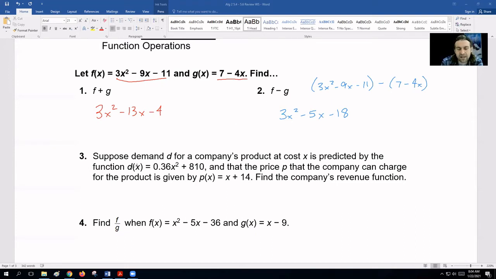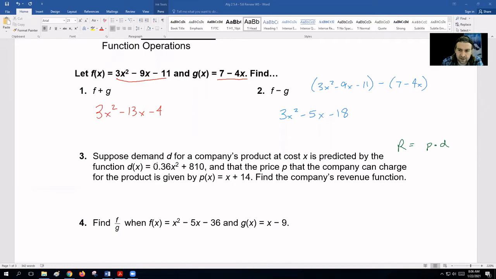Okay, next, suppose the demand, or D, for a company product at a cost x is predicted by the function D of x equals this, and the price that the company can charge for the product is given by P of x. Find the company's revenue. All right, so we have to know what a revenue is. The revenue would be the price that they charge times the demand, because you know how much they would charge per how many items they want to buy.